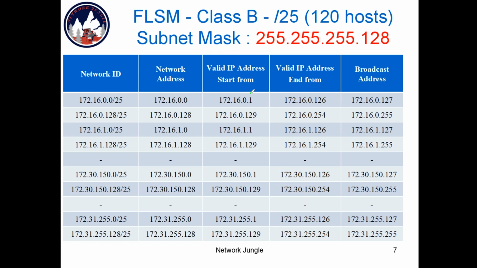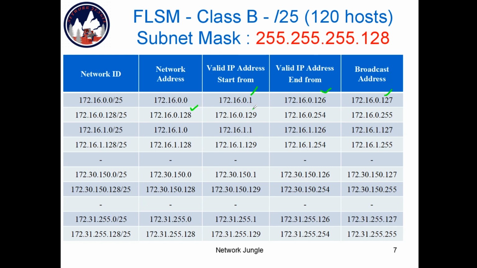So starting from the valid IP address 1, the final IP address is 126. The broadcast IP address is 127. Next, after 127, the next IP address is 128. That is the network ID for /25. So 128 is the network ID.